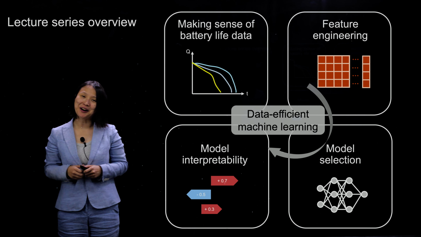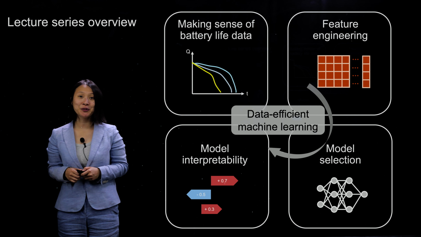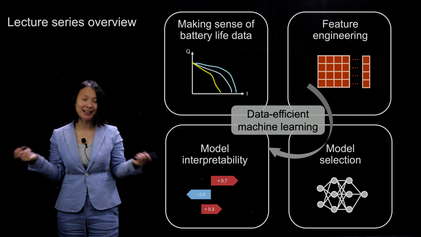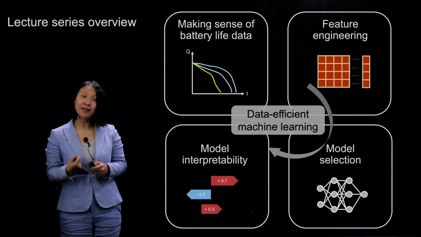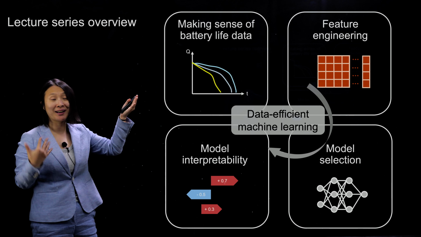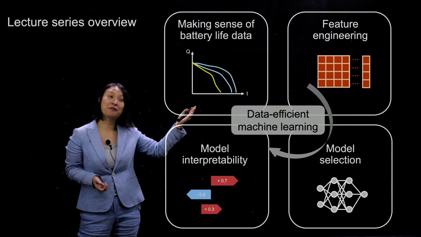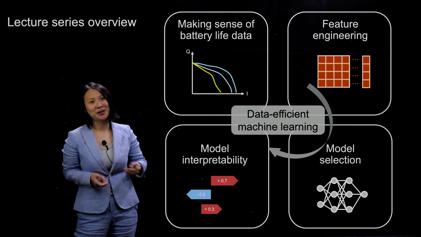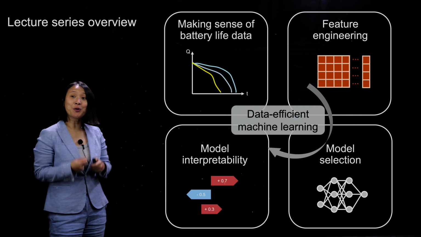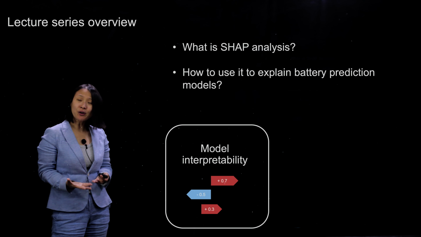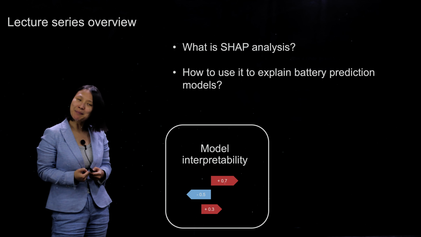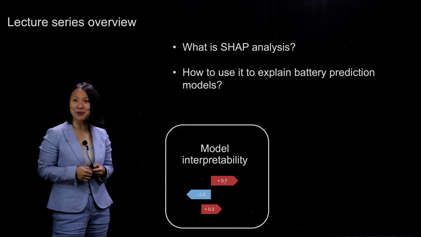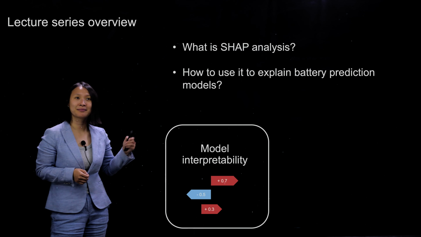Hello everyone, welcome back. Today we are continuing to explore how to apply machine learning to battery lifetime prediction. In our previous lectures, we went through how to make sense of battery lifetime data, how to perform feature engineering, and how to select models. Today, we are focusing on model interpretability. So we are going to go through together what is SHAP analysis and how to use it to explain battery prediction models. Let's dive in.